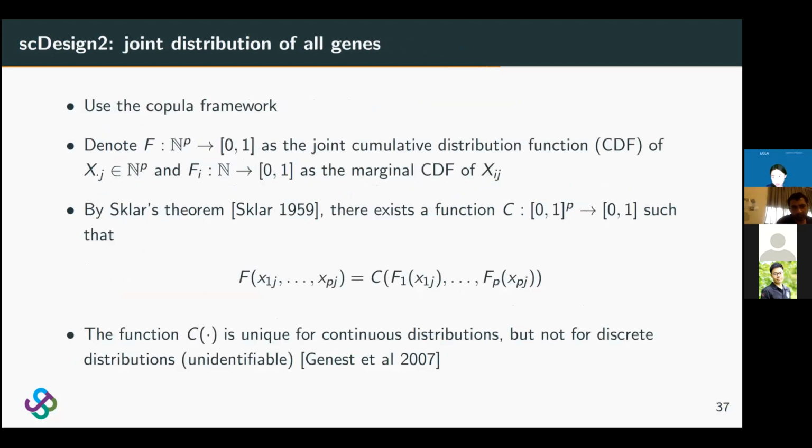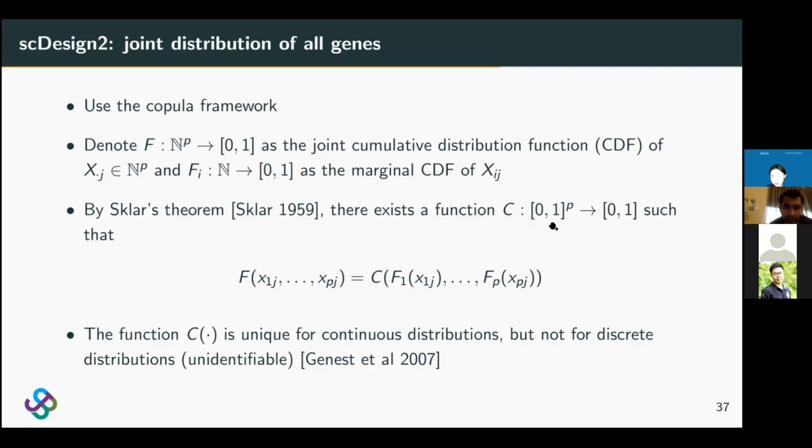Then how about the joint distribution? This is the most challenging part, not tackled by previous methods. To tackle this issue, we use the copula framework, and here I'm going to introduce it. The copula here is a CDF that maps from the p-dimensional gene expression space to 0 to 1. So it's a joint CDF. And this is the key of copula: it's called Sklar's theorem, and this theorem is about the existence of a copula.